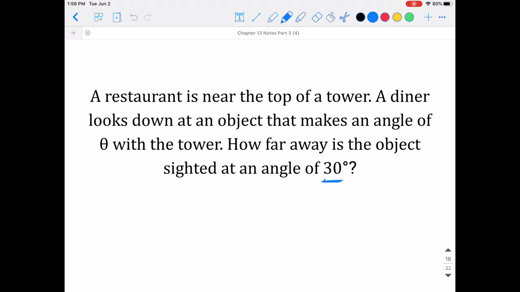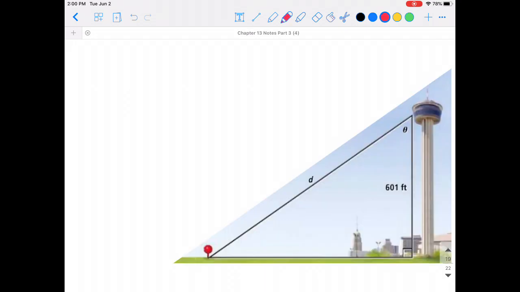A diner near the top of a tower is looking down at an object on the ground that makes an angle theta. So we have to figure out the distance from the diner to the object if the angle is 30 degrees. Here's what this diagram could look like. We have a tower with a restaurant at the top and a diner viewing an object on the ground. The distance from our diner to the object is represented as d. We know that the height of the tower is 601 feet, and theta, the angle formed by the tower and the view going down, is 30 degrees.